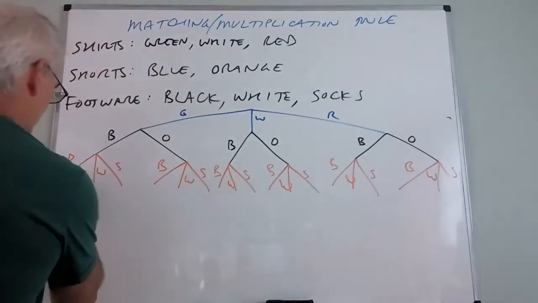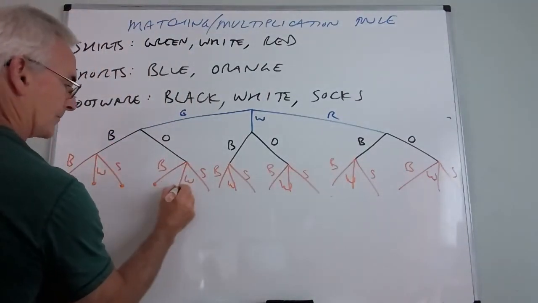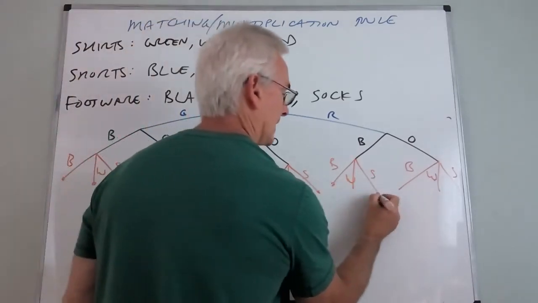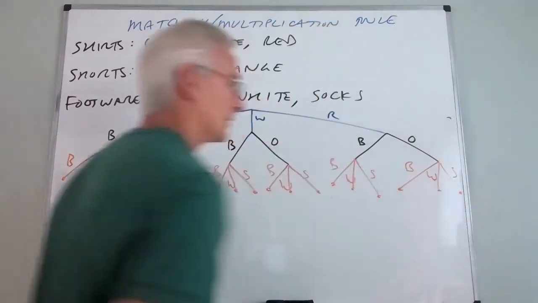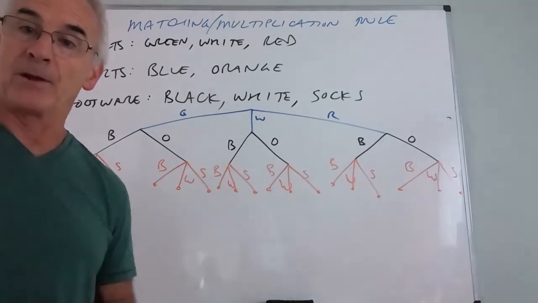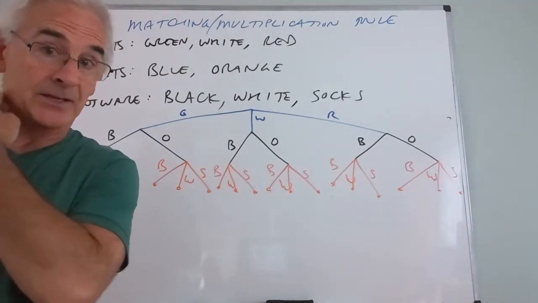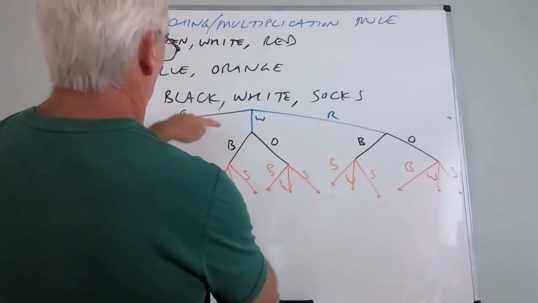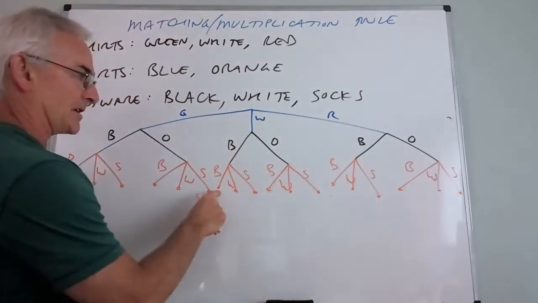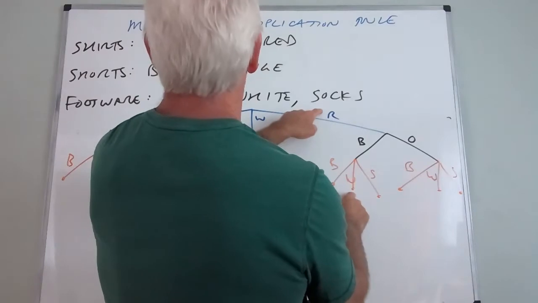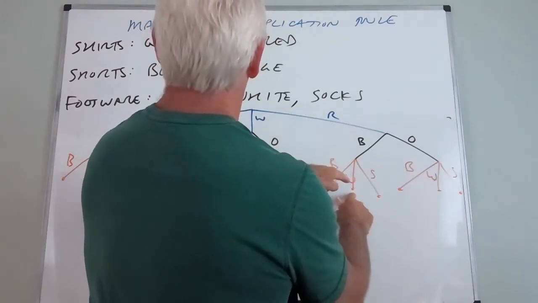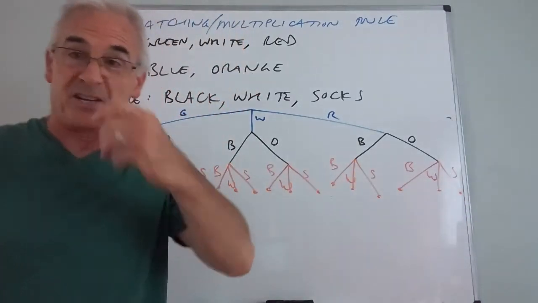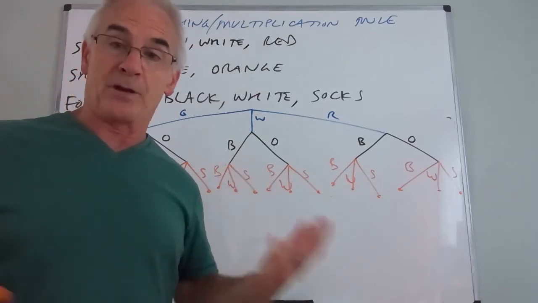Now, at the end of each of these, sometimes people put little circles. They're often referred to as nodes. That's not really important. Point being, if I take any particular path, every single path is unique. There is no path that is exactly the same. So if I'm here, that meant that I had a white shirt, blue shorts, black shoes. Whereas this one here is a red shirt, blue shorts, white shoes. Every single one of these nodes is an absolutely different outcome. In other words, it doesn't matter if two of the three things are the same. There is no outcome that is exactly the same.